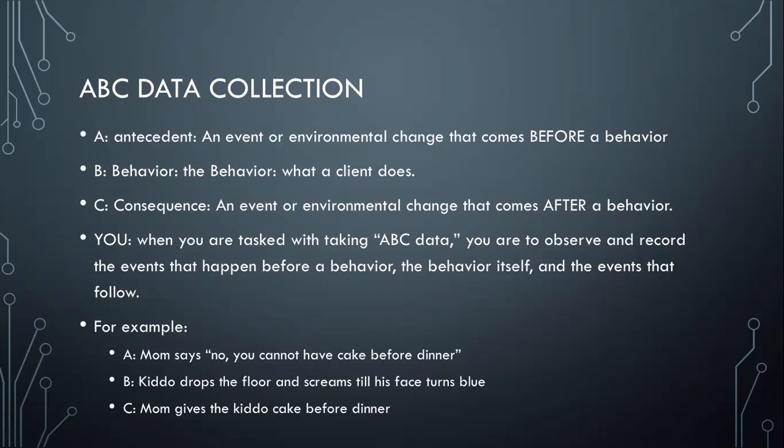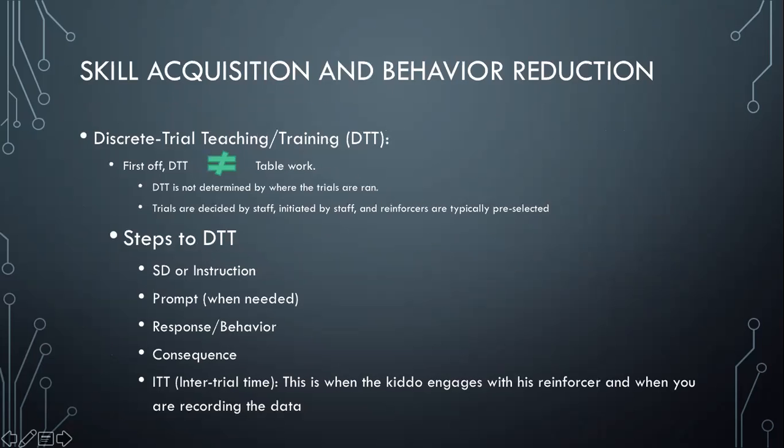So you, as the observer, you are just writing this down. Mom said no to cake. And then the kid started screaming till he turned blue. And then all of a sudden the mom gave him cake. That's literally all you're doing in an ABC assessment. Cool? It's basically just writing a story of what you see happening right in front of your face.